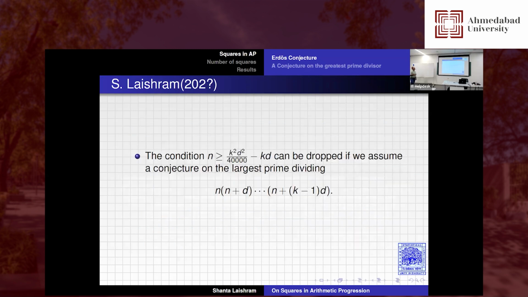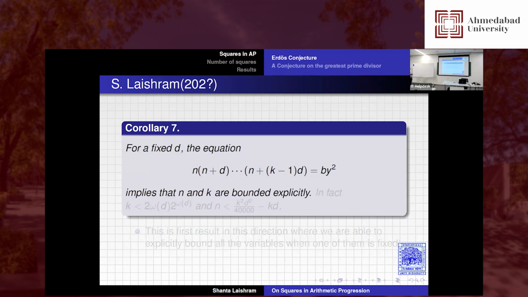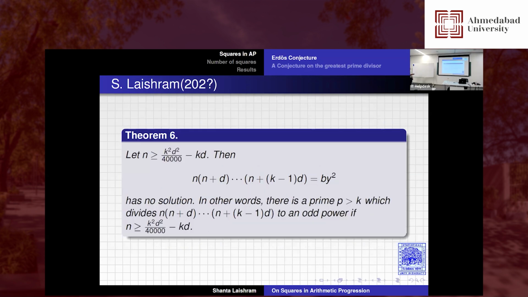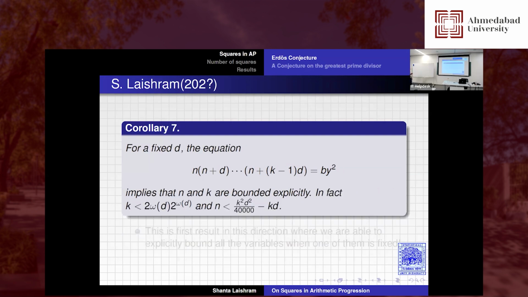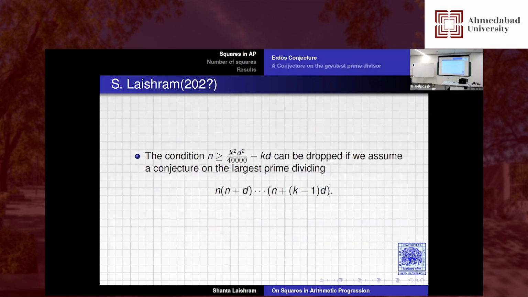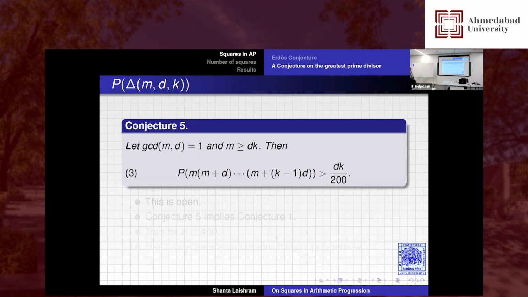Now this condition, n bigger than this, can be dropped. You see, in this result, I have n bigger than this number. I want to have this with no solution, without this condition. So this can be dropped if we assume the conjecture on the largest prime dividing. If I know that this has a large prime divisor, I can drop this condition. This is the following conjecture.